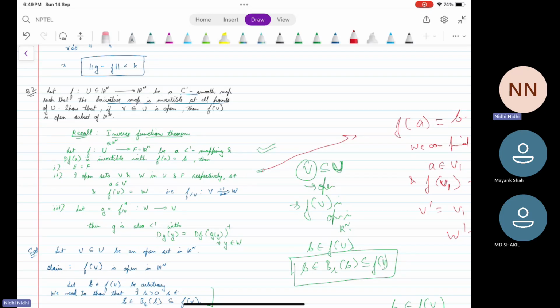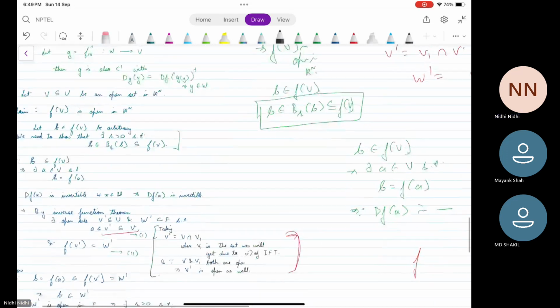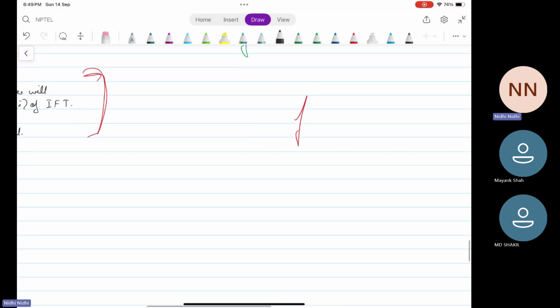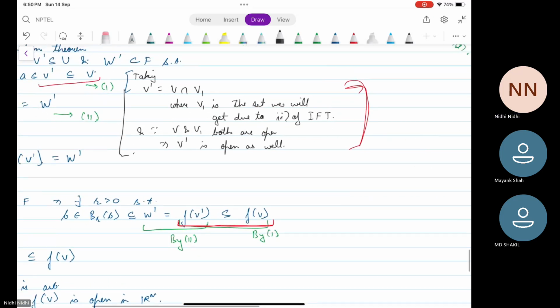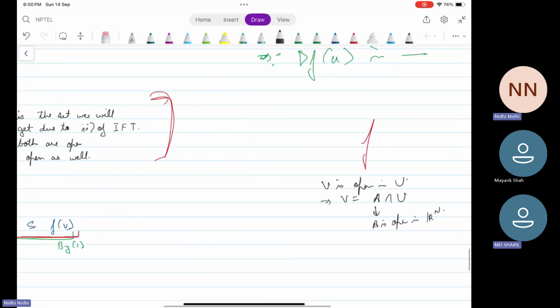No, what you said is that if we consider U to be the subspace and we say that V is open in U, that means V is equal to some open set A intersection U, where A is open in Rn. Yeah, with that, I think from there we'll get this condition, no? Yes, this, ma'am.